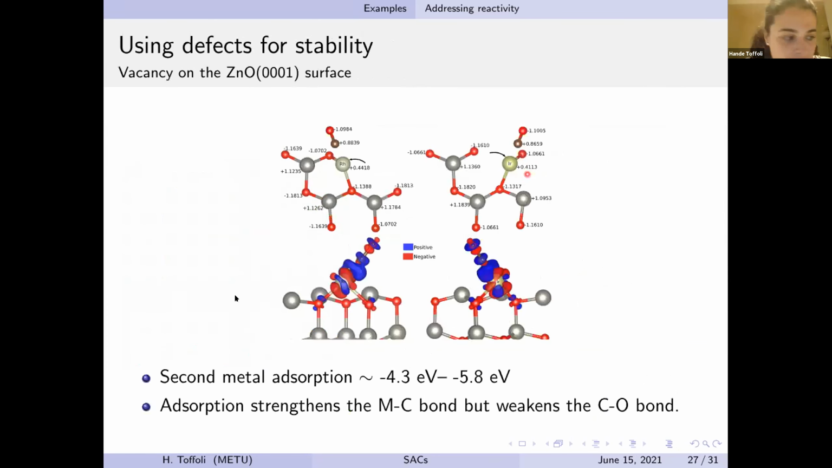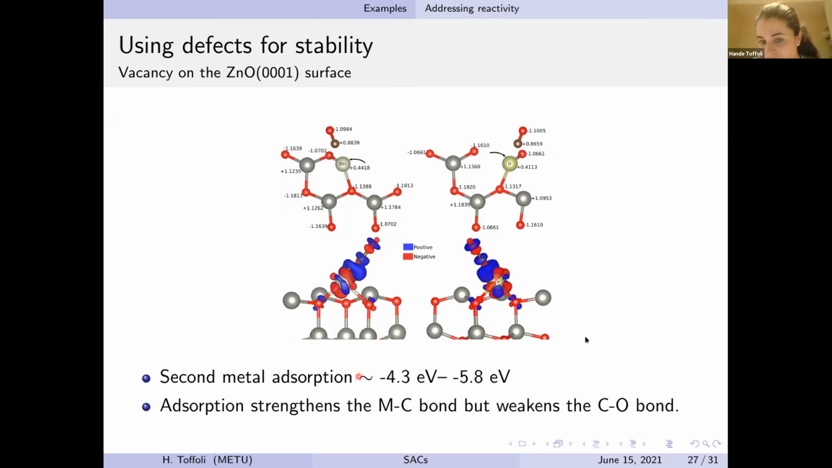Finally, the final thing I wanted to show before my time is up is defects. So here we have a zinc oxide surface. Instead of using the perfect surface, in this case, we used a defective surface. So we took out one zinc. Instead of the zinc, we put in an iridium. And as you can see, second metal absorption did not get worse.